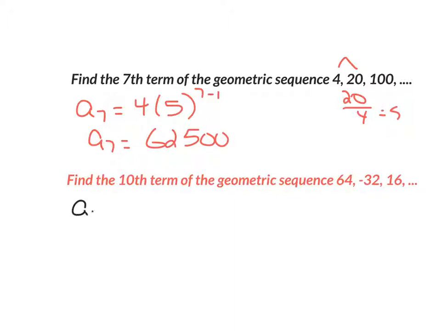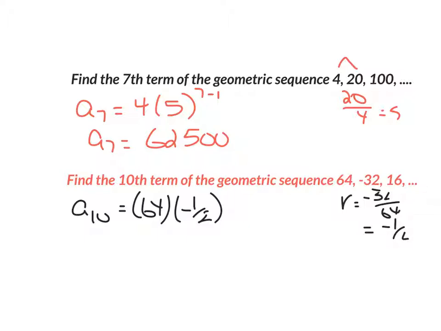So the next one says find the 10th term of this one. I'm going to need to find R first. Remember, R is the second term over the first term. If you reduce that, it's 32 over -64. You get -1/2. There's my R. My first term is 64, so I'm going to have 64 times -1/2. Now, remember, it's the n-1 power, so it's going to be the 9th power. And again, just take your calculator and punch that straight in. 64, make sure you use parentheses here, times -1/2 to the 9th power, and change it to a fraction.